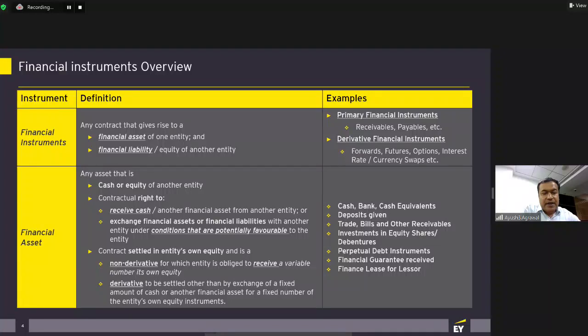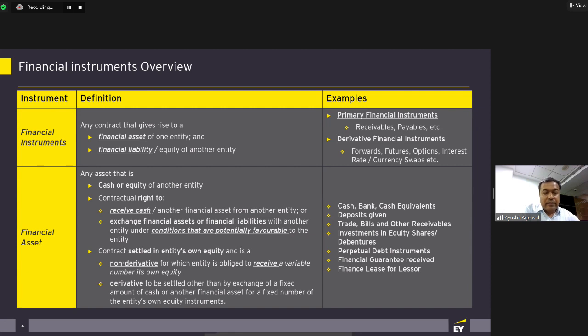What's important here is to note that a financial instrument is always represented by a contract. It's a contractual right to receive future cash flows, or it's a contractual right to pay future cash flows. If there is no contract, there is no financial instrument. It's as simple as that. So it's always represented by a contract.